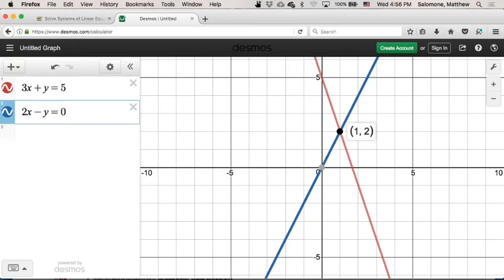We don't know exactly, just based on an eyeball of a graph, whether or not 1, 2 is the exact answer, or whether it's something close that's sort of masquerading as 1, 2 on the graph. So we want an algebraic method to find that solution.